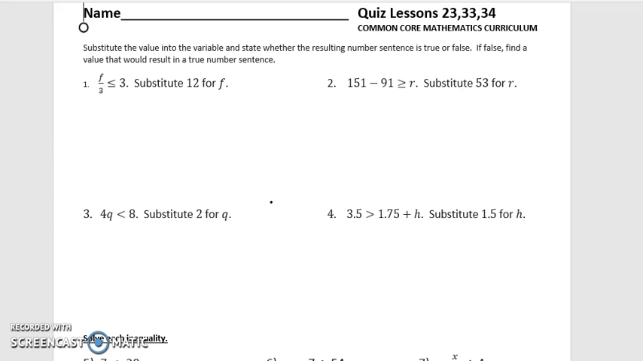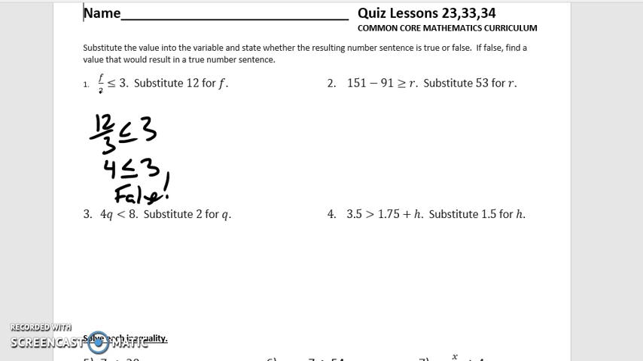Okay, so for this entire first section, it's all about substituting. So we want to put 12 in for F. Let's throw the F out, throw the 12 in, and see what happens. All we're doing is plugging it in there. What's 12 divided by 3? It's 4. So let's ask ourselves, is 4 less than or equal to 3? No. So that's a false statement there.